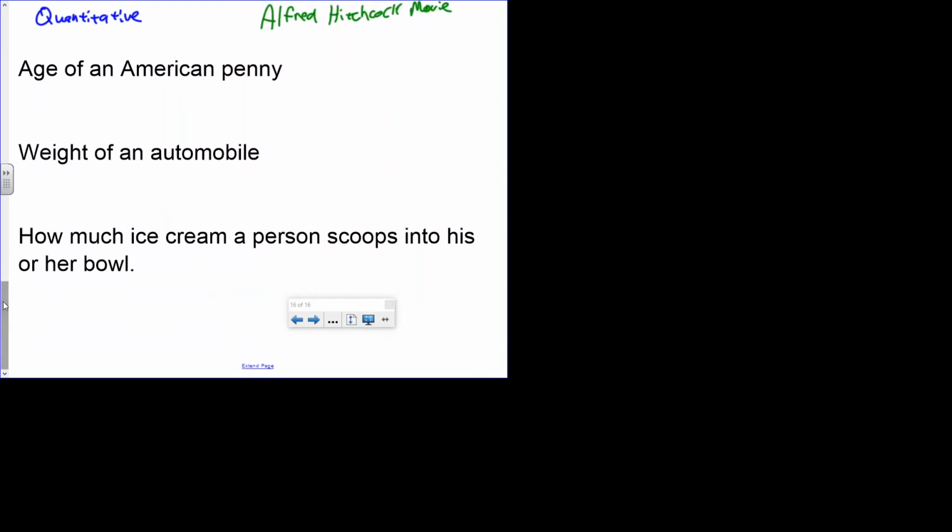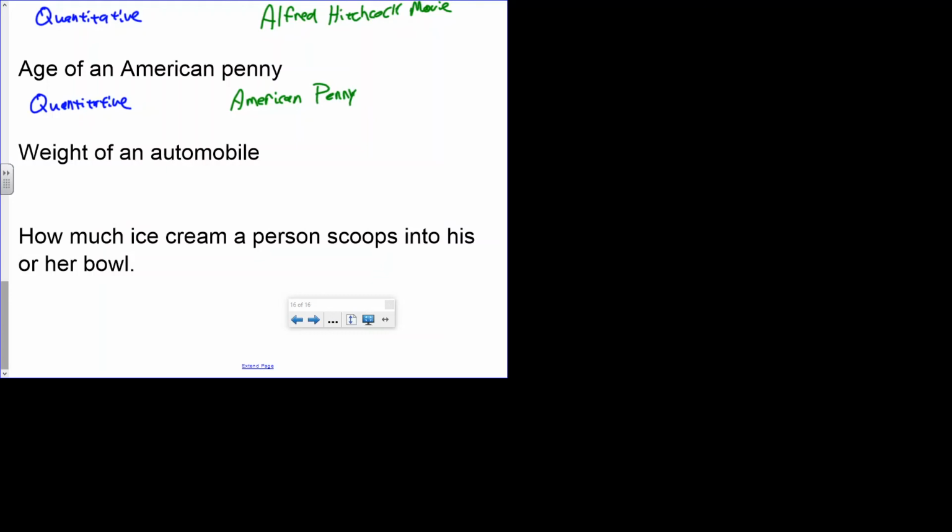Next one, the age of an American penny. So each one is going to have a certain age, so that will be quantitative. And what is the observational unit? American penny. Because it differs from penny to penny.